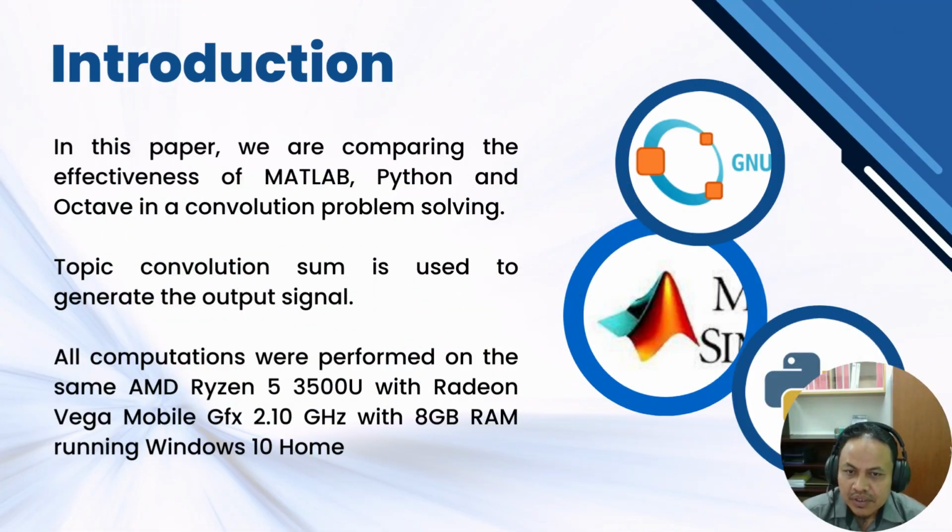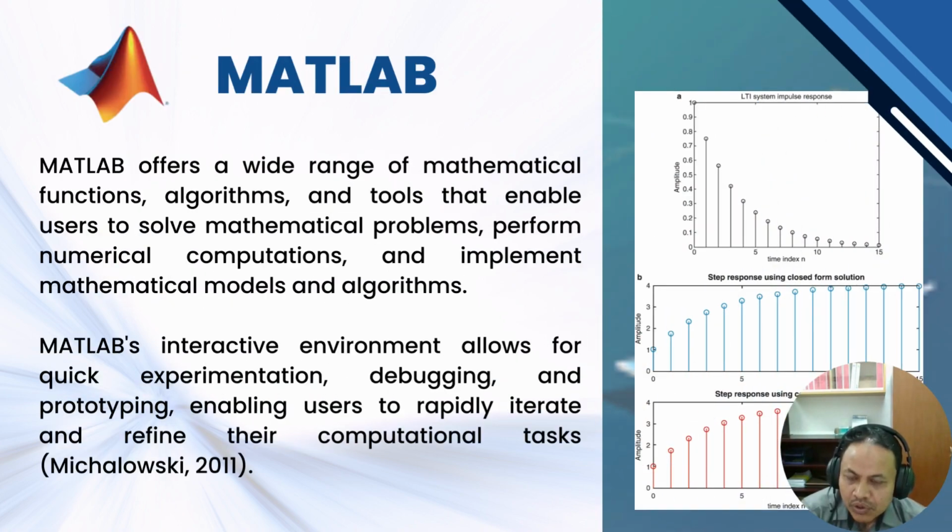In this paper, we compare the effectiveness of MATLAB, Python and Octave in convolution problem solving. We use one topic, convolution sum, to generate the output signal, and we use the same laptop to make the conditions similar for all the software. One of the software we use is MATLAB. MATLAB offers a wide range of mathematical functions, algorithms, and tools to enable solving mathematical problems, computation, models, and algorithms.